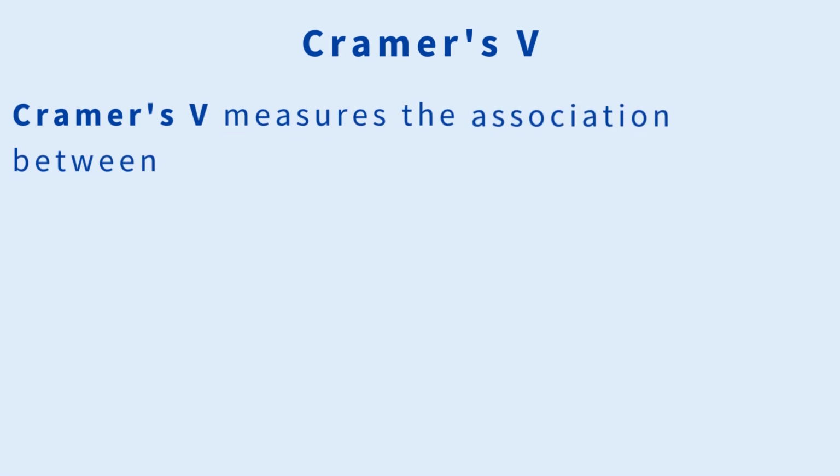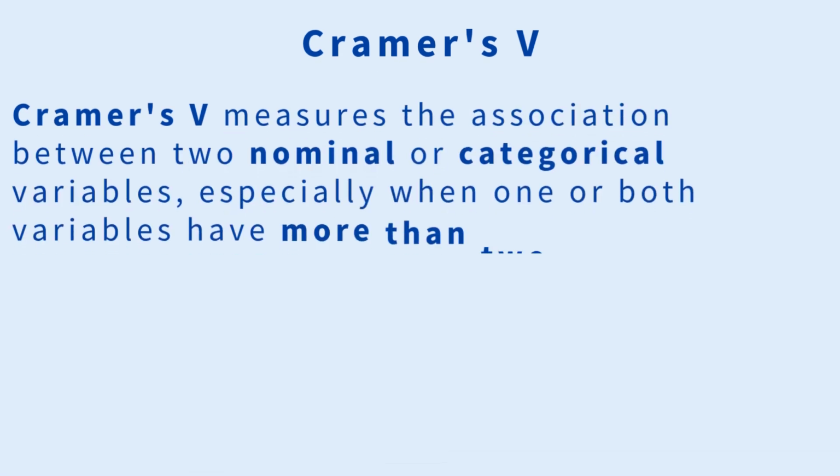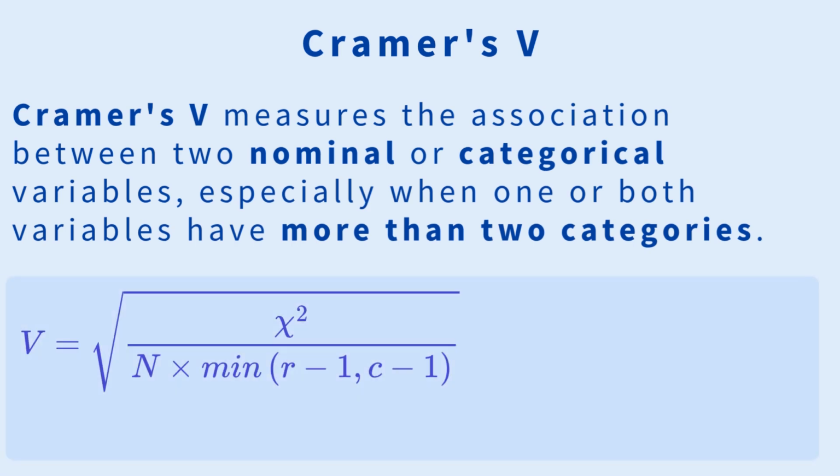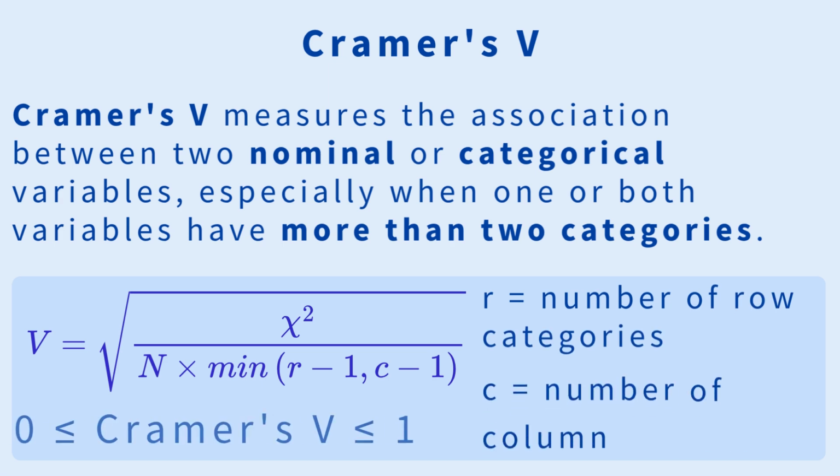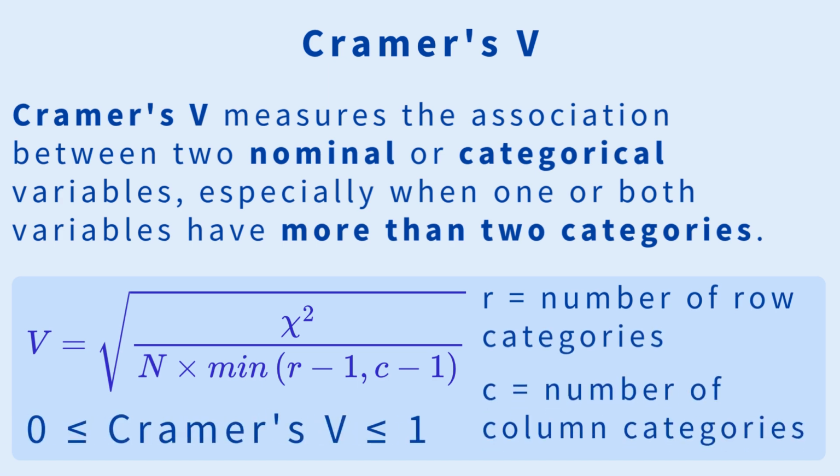Cramér's V measures the association between two nominal or categorical variables, especially when one or both variables have more than two categories. Unlike Pearson's r, its value ranges from 0 to +1 and it does not indicate the direction of the relationship. However, the general interpretation of the magnitude of the effect is similar to that of Pearson's r.